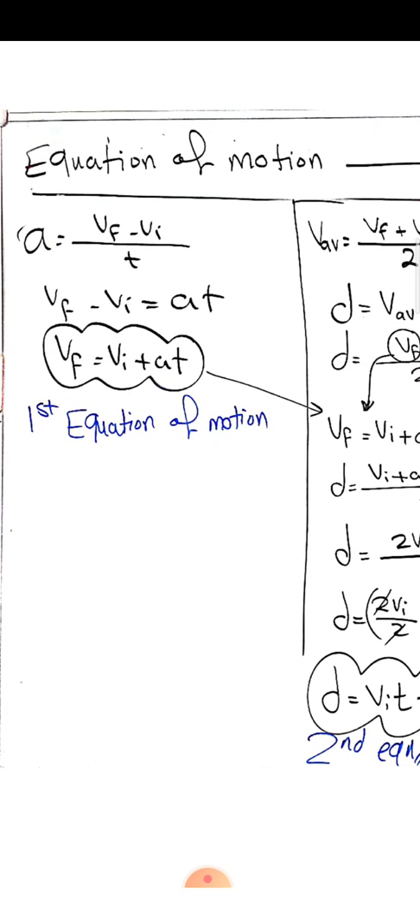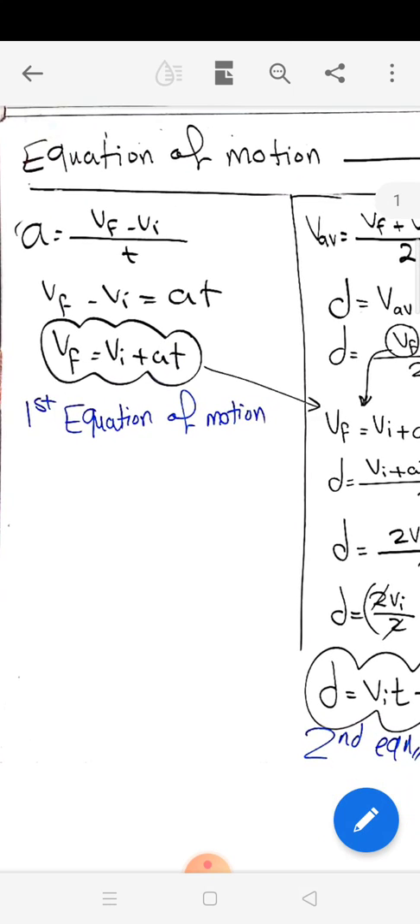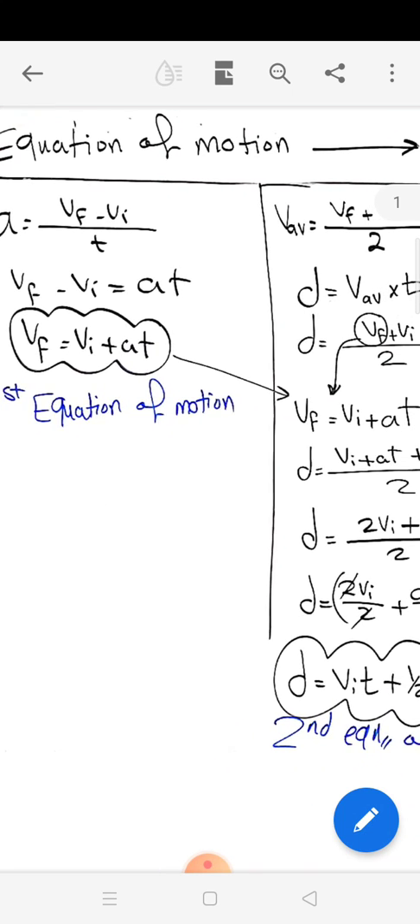we know that the acceleration is v final minus v initial over time. By cross multiplication, v final minus v initial will equal acceleration times time. So v final will be equal to v initial plus acceleration times time. This is the first equation of motion. It is used when no displacement exists in the problem, or it is not required or not given.